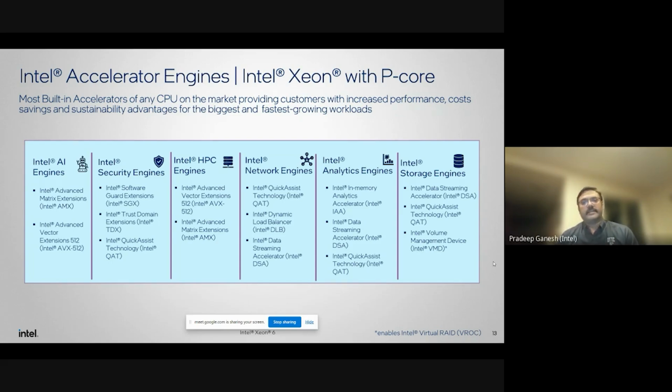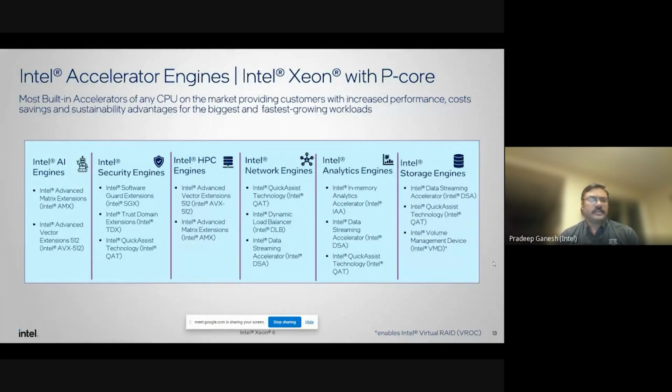Intel also provides Dynamic Load Balancer, which is specifically built for networking flows. A Dynamic Load Balancer is basically a hardware queue manager engine. So each connection has different queues, and in large flows, offloading the queue management to hardware provides a significant boost to the performance. And Intel also provides Data Streaming Accelerator, which is essentially a hardware DMA.